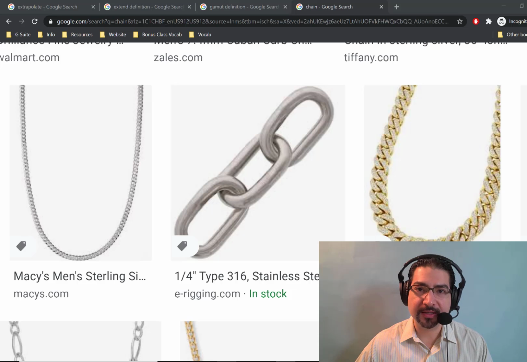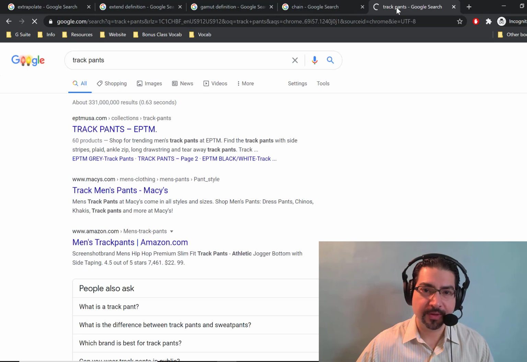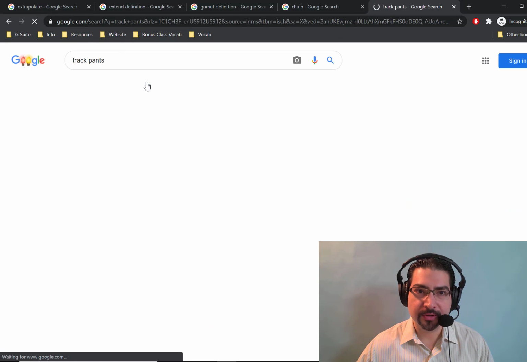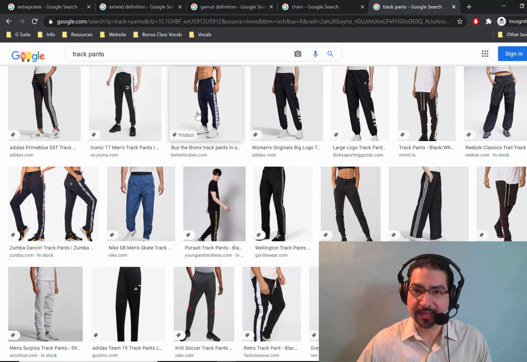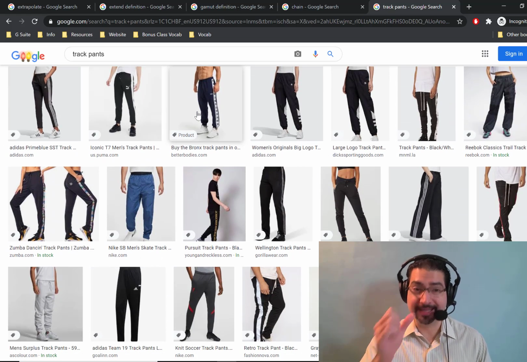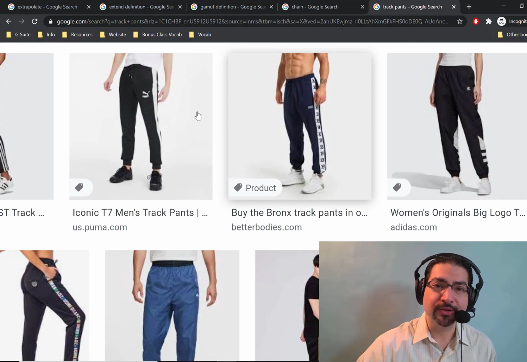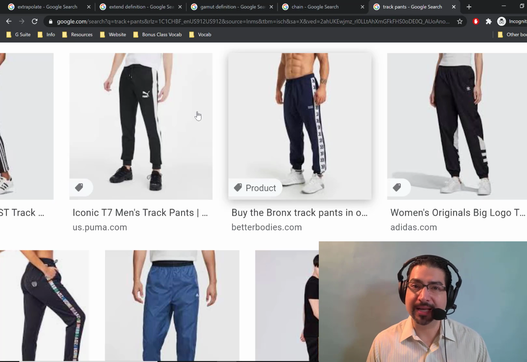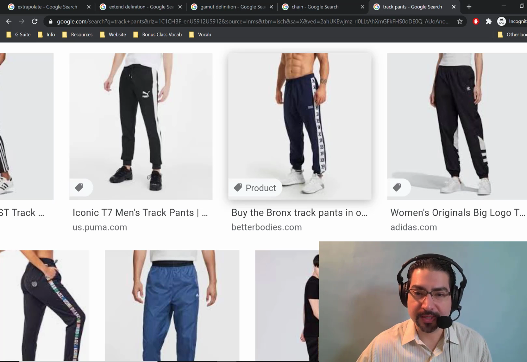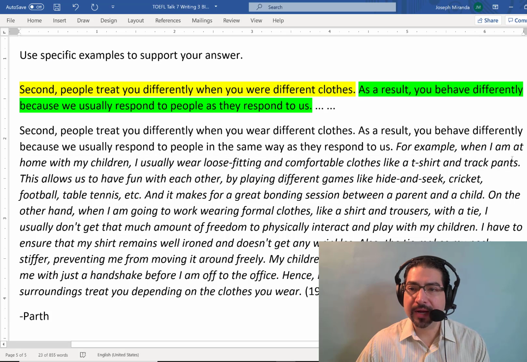So track pants, that's a great vocabulary word, right? Track and field is where this comes from, at least that's my assumption. I'm not 100% sure, but that's what I assume. So they're the pants that you go and exercise with, right? Track and field, where you run and do things like that. So a t-shirt and track pants.